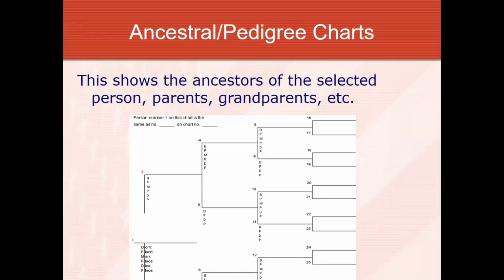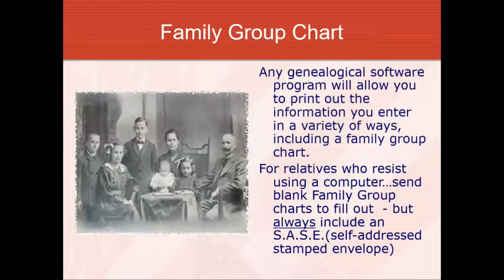This is an ancestral or pedigree chart. And this is the type of chart you fill in when you just want a list of your parents, grandparents, and great-grandparents, and so forth. Family group charts. Those are good to fill out.